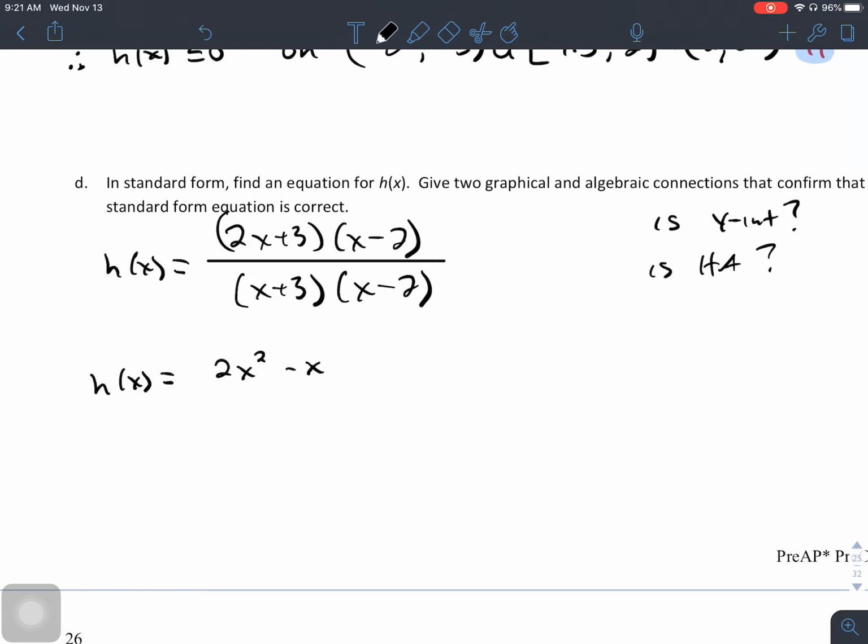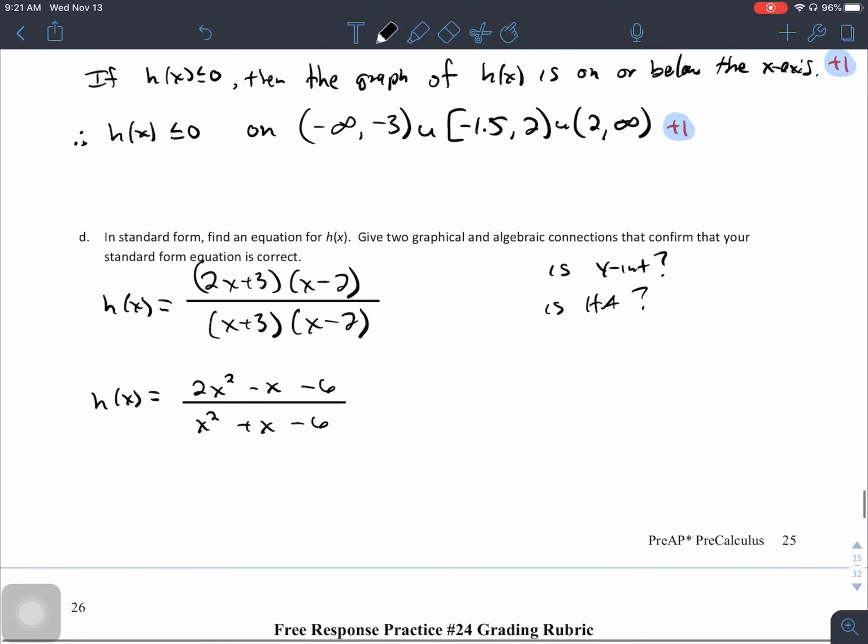And then 3 times negative 2 is negative 6. And the denominator, x times x is x squared. 3 times x is 3x. Negative 2x plus x is negative 2x. Add those, you get a plus x. And then we get this.